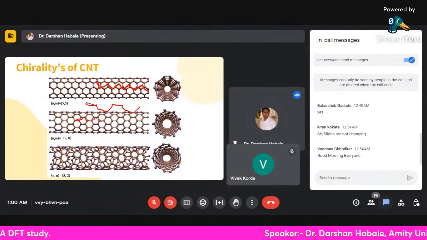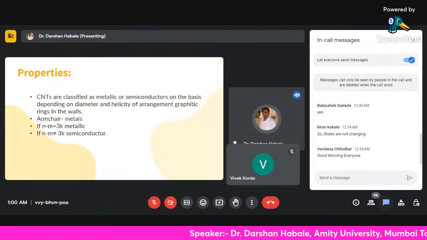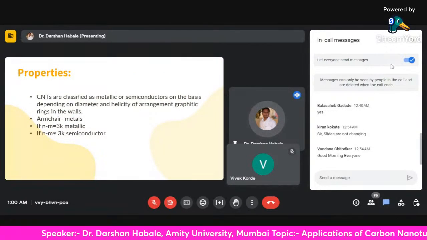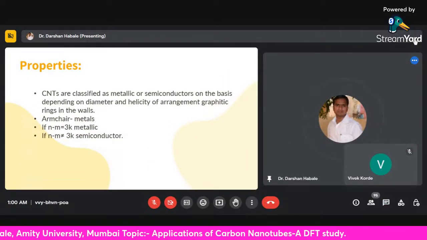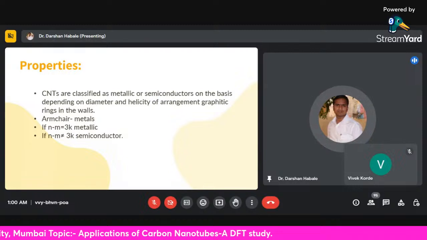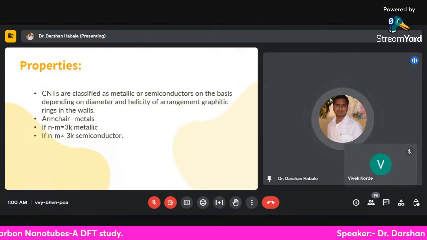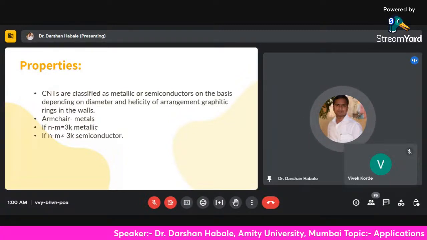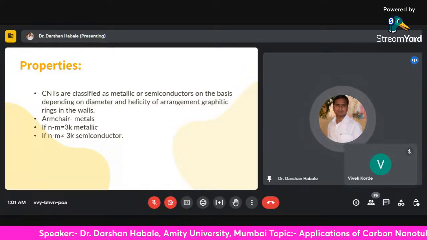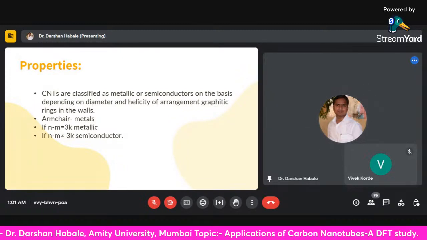So what are the properties it can show? The armchair nanotube is metallic, it shows metallic properties. And with the condition that n minus m is equal to 3k, where k is an integer, like 3, 6, 9, then it shows metallic properties. And if the difference of these two vectors is not a multiple of 3, then it shows semiconducting properties.